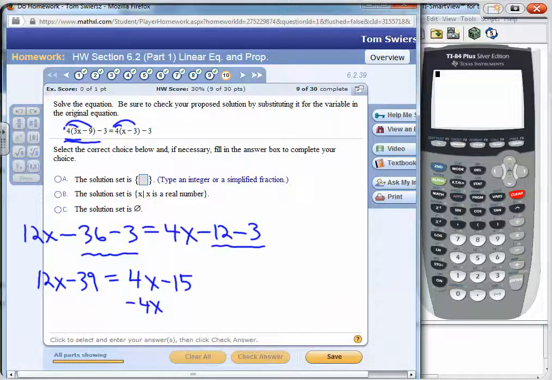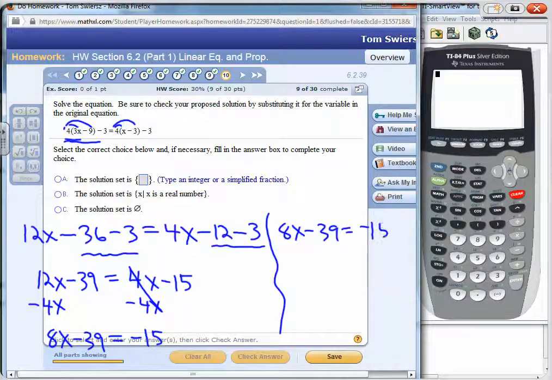So we want to completely get rid of the 4x, so I'd subtract 4x. On this side, 12x minus 4x is 8x minus 39. 4x minus 4x is 0. We're left with a negative 15, right? Because it's 0 minus 15. So now what do we have here? We have 8x minus 39 equals a negative 15.